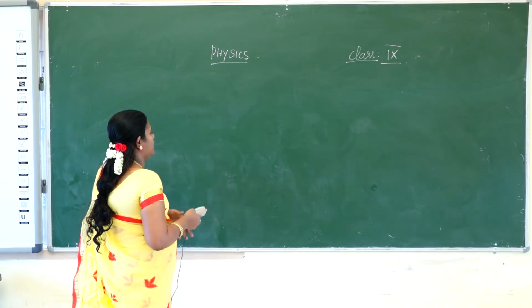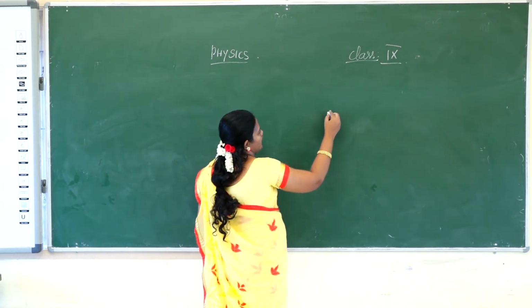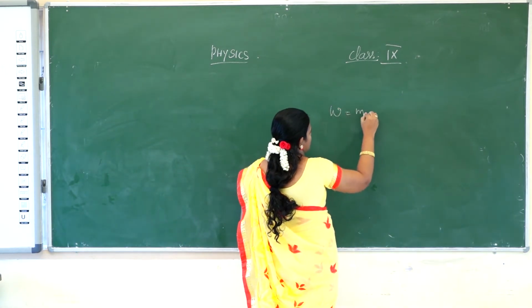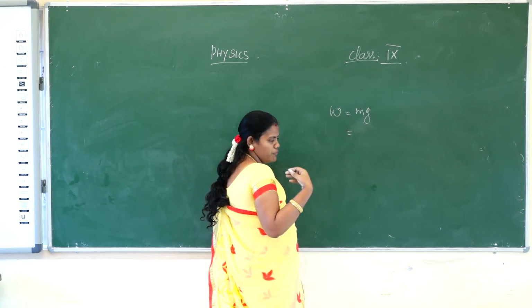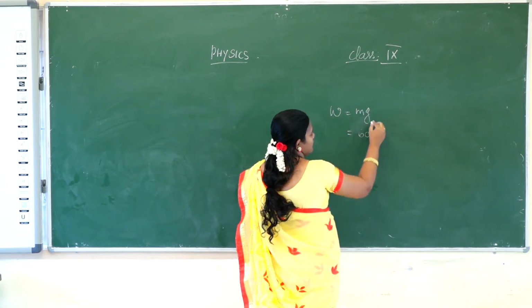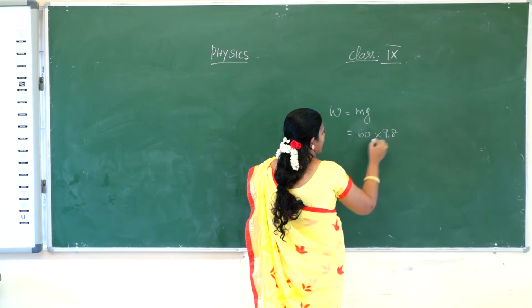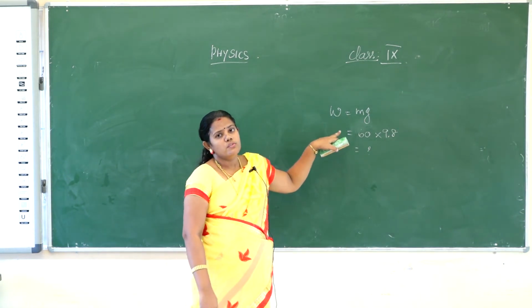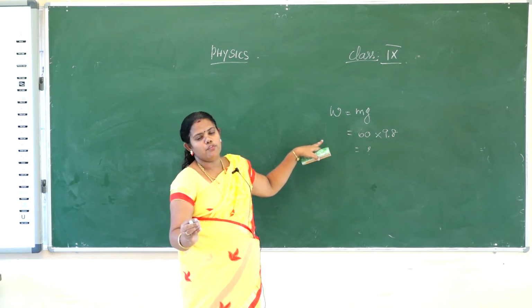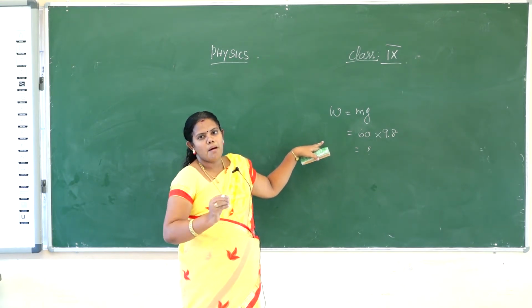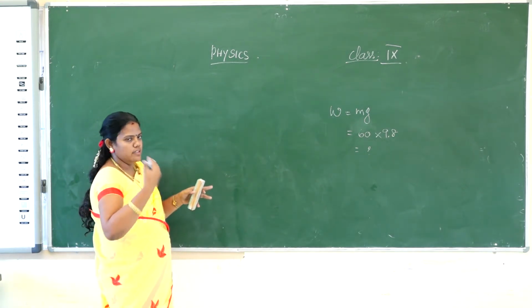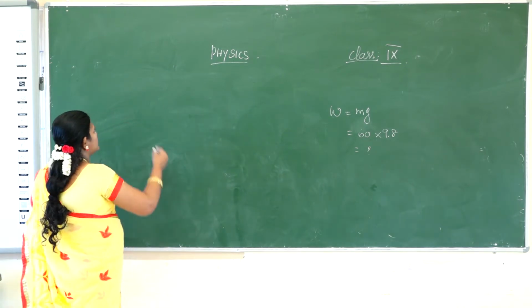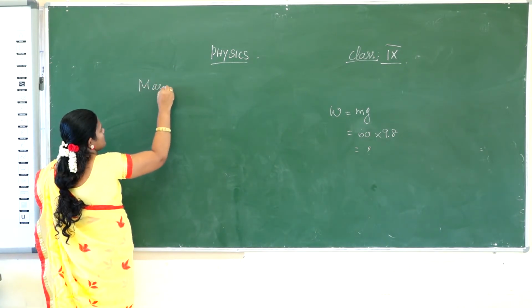So you can easily calculate the weight: W is equal to M into G. My mass is 60 and the acceleration due to gravity is 9.8, so my weight is easily found. So weight is a little bit different from mass. So we will learn the difference between mass and weight.